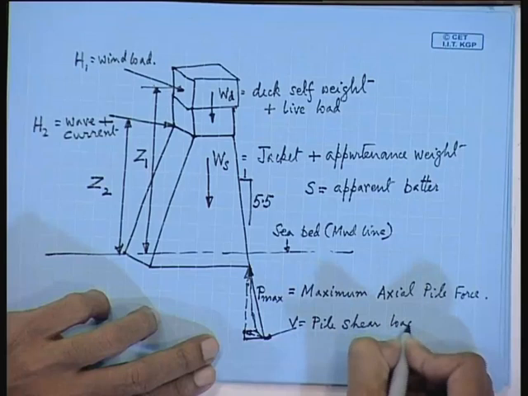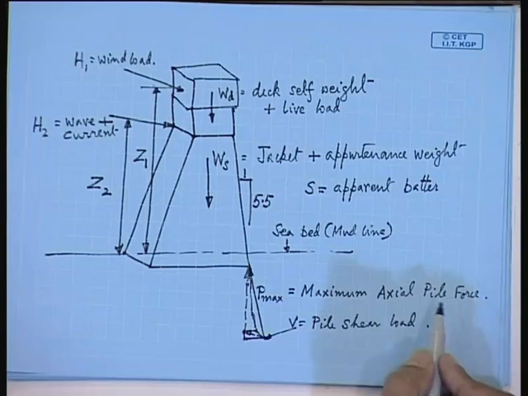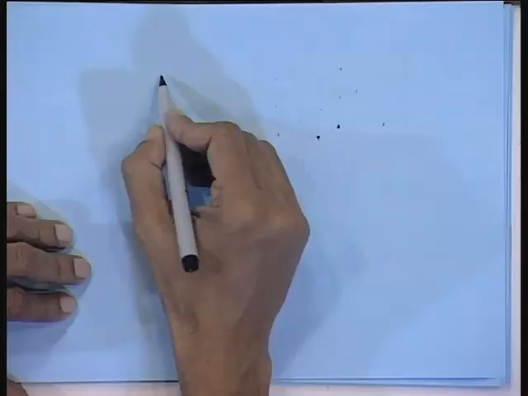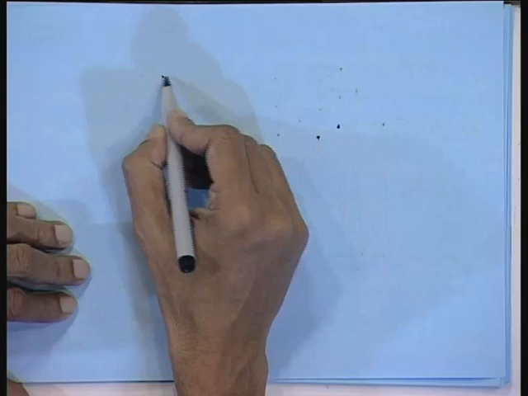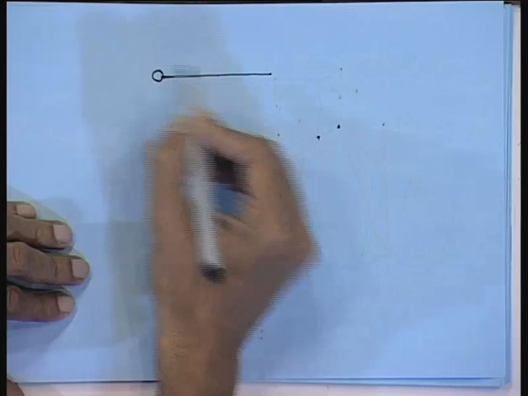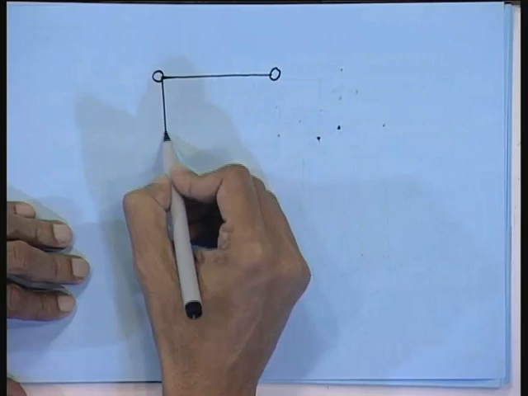Now you calculate this maximum pile axial force and pile shear load from where? What is your data? Anyway, you try to find this out. And the other thing that is going to be of importance is platform footprint. I told you, you select the pile orientation and the force orientation in such a way that you get the worst loading condition. So these are your corner piles.